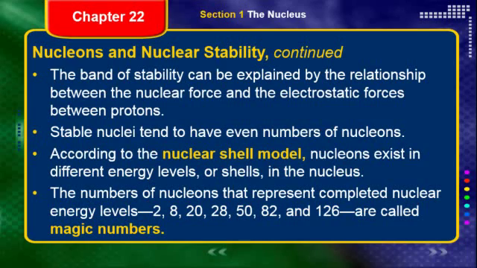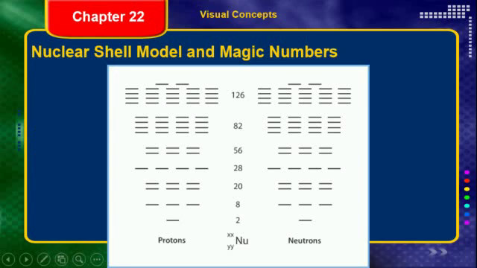And yes, you will need to remember those. You'll need to remember that it's representative of the nuclear shell model. You'll need to remember that stable nuclei tend to have even numbers of nucleons. And then you'll have to remember this progression of magic numbers. 2, 8, 20, 28, 50, 82, and 126.